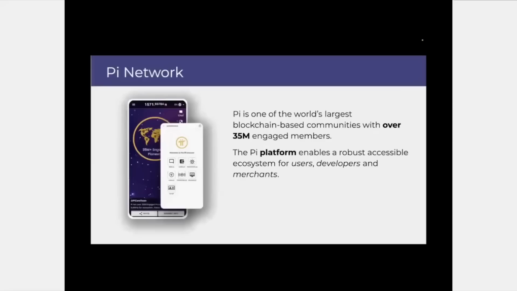Now, Pi Network is one of the world's largest blockchain-enabled communities with over 35 million engaged members. And it is a platform as well, and the Pi platform enables a user-friendly, intuitive, robust and accessible ecosystem for all sorts of these kinds of activities to happen between users, developers, and merchants.